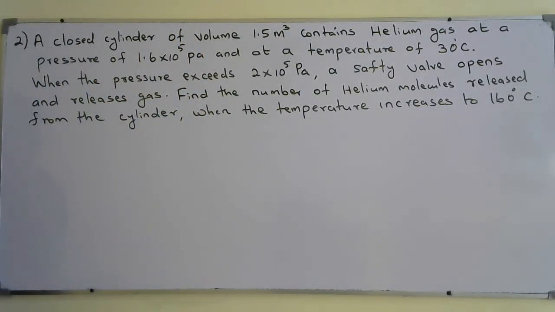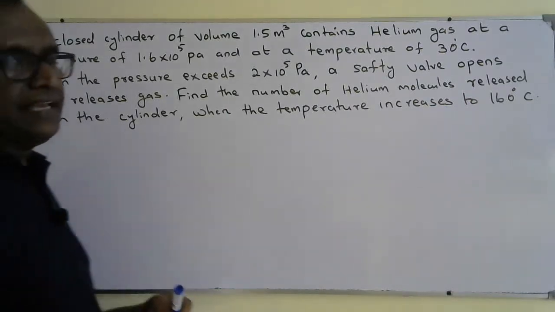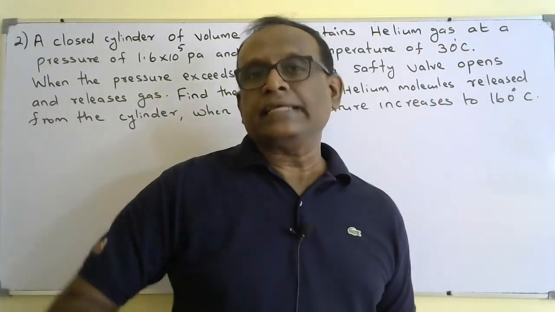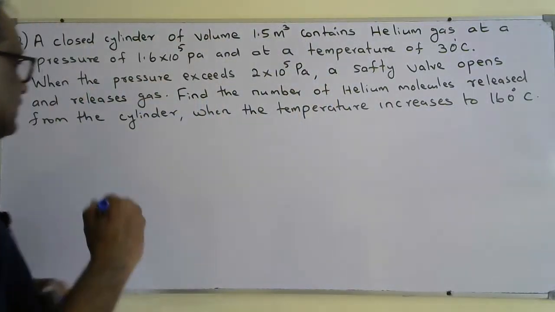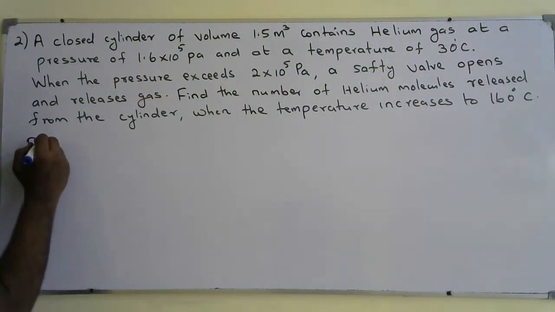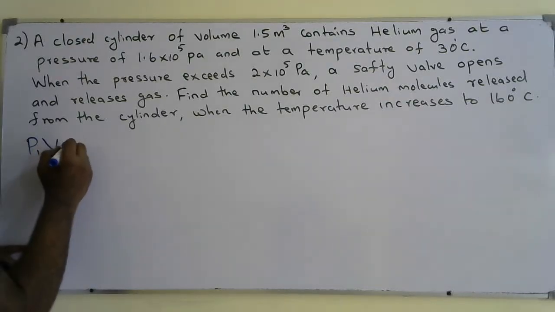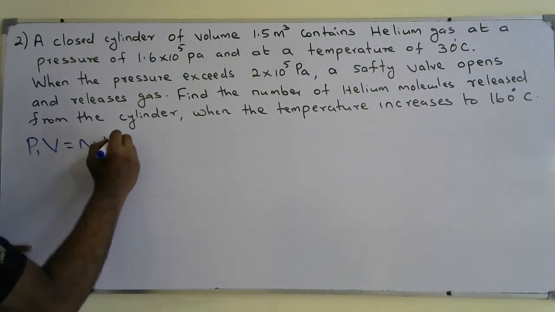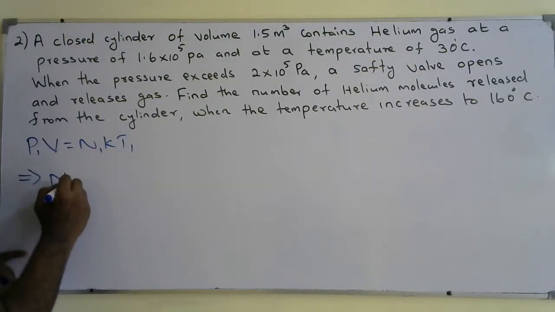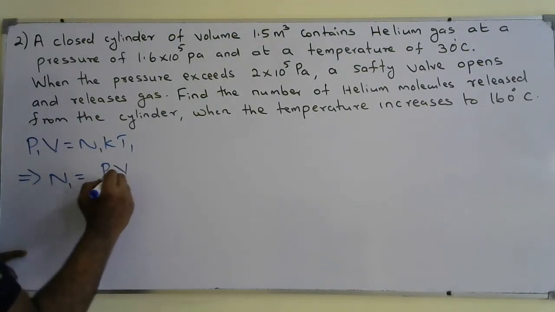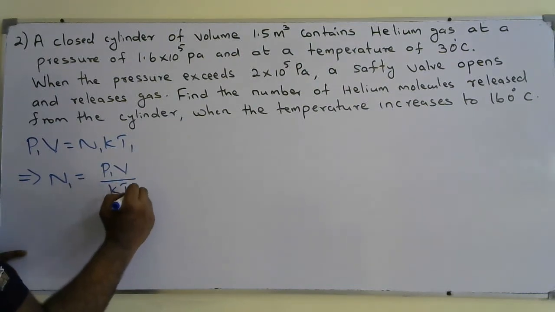So for the number of molecules released, we have the equation for the number of molecules remaining in the cylinder. PV equal NkT. N is the number of molecules in the cylinder. So initially I can say P1 V, the volume is not changing, equal to N1 k T1. So from this, N1 is the initial number of molecules. N1 is equal to P1 V over k T1.